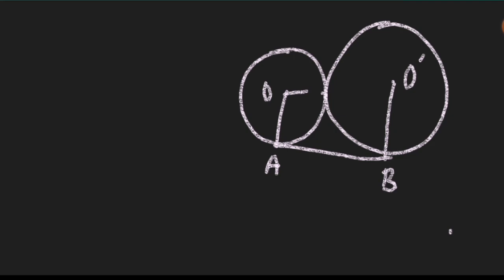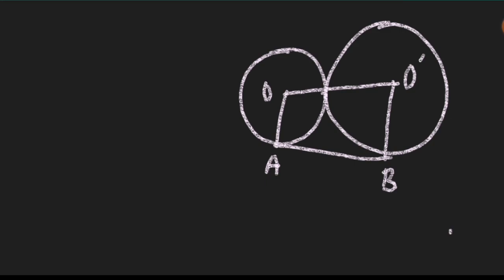Let's take here, suppose this is the circle C1 and this is the circle C2. These are touching each other at this point, and this is the common tangent to both of them. This is O, this is O dash, and here we are joining the centers of the two circles.